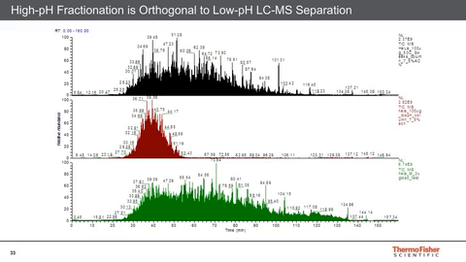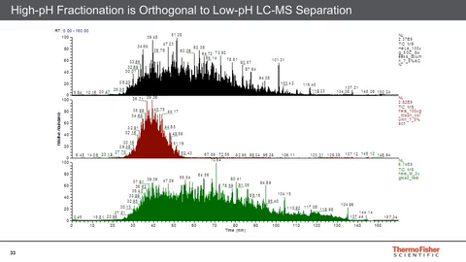First, the columns are equilibrated before sample loading of the protein digest under low pH conditions. Then columns are washed to remove any salts and then equilibrated with a high pH buffer. Bound peptides are then eluted in a stepwise fashion using increasing concentrations of acetonitrile ranging from 5 to 50% under high pH or basic conditions.